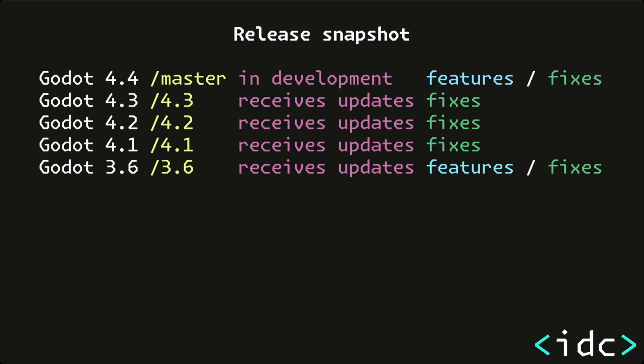So here are some examples of Godot versions and Git branches that are currently receiving updates. So you can see the master branch. I actually forget if it's master or main currently, but we'll call it master because that's what I have in the slide. The master branch is in development. This is where they're merging in active PRs and fixes. While 4.3, 4.2, 4.1, they're receiving backported fixes.